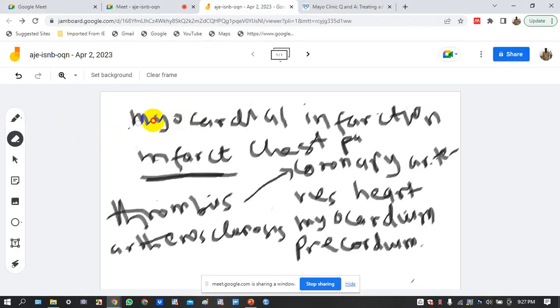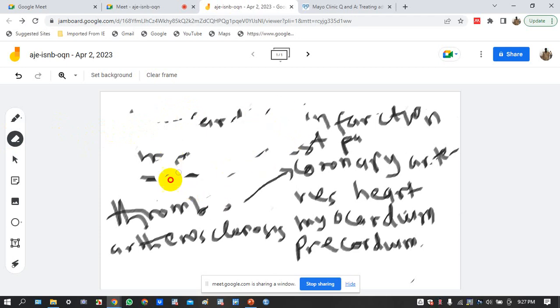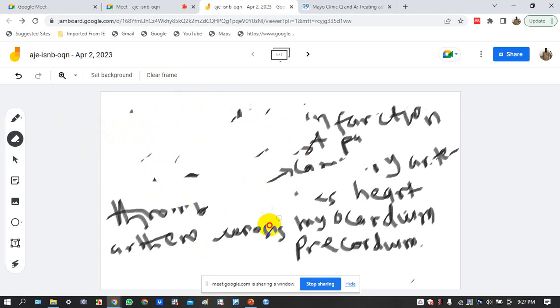Let me clean my whiteboard. Patience, let me clean my whiteboard.